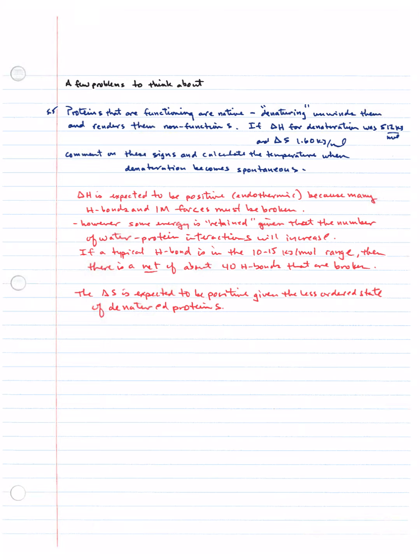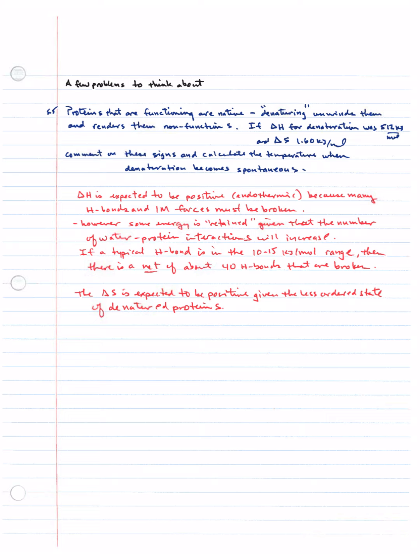A couple problems to think about. These are completely random. I thought they were related though. Proteins that are functioning are native. Denaturing unwinds them, I know everyone's had some biochemistry by now, and renders them non-functional. If delta H for a denaturation is 512 kilojoules per mole and delta S is 1.6 kilojoules per mole, comment on these signs and calculate the temperature when denaturation becomes spontaneous.